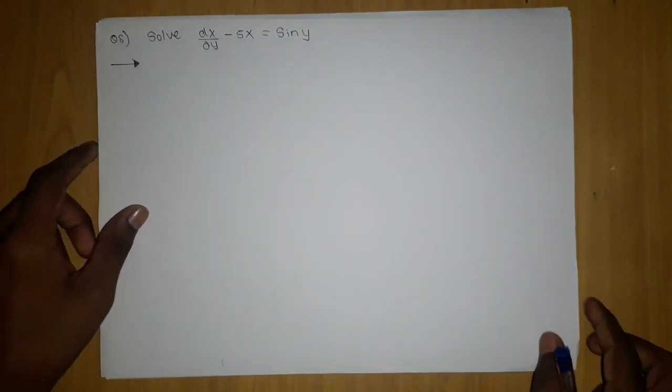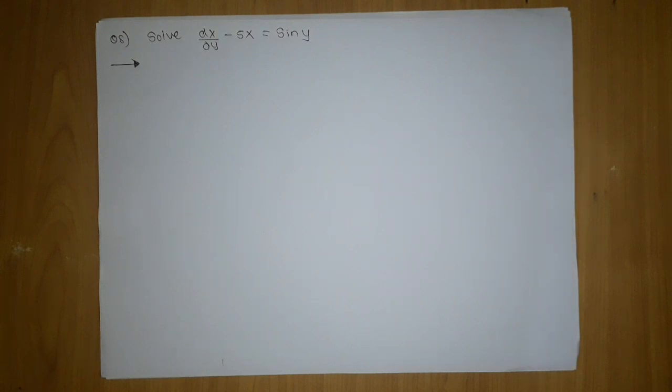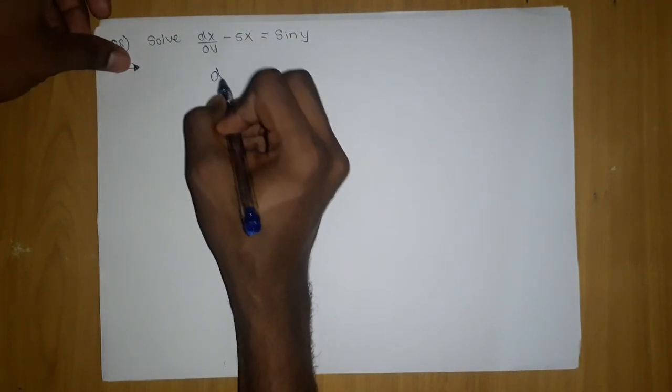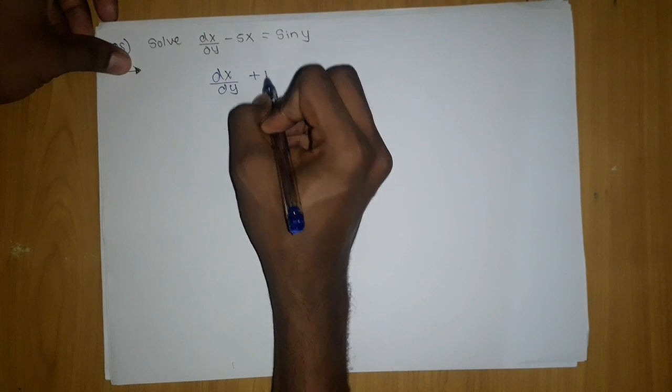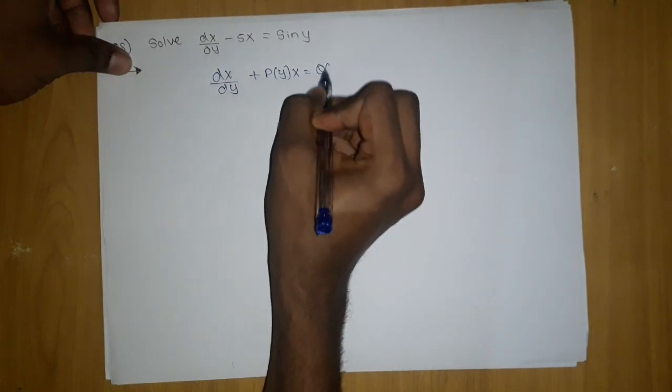So the next question is this: solve dx/dy minus 5x equals sin y. Now the twist in this question is that instead of our standard format, dy/dx plus P(x) into y equals Q(x), here the second format is used. So the format is dx/dy plus P(y) into x equals Q(y).